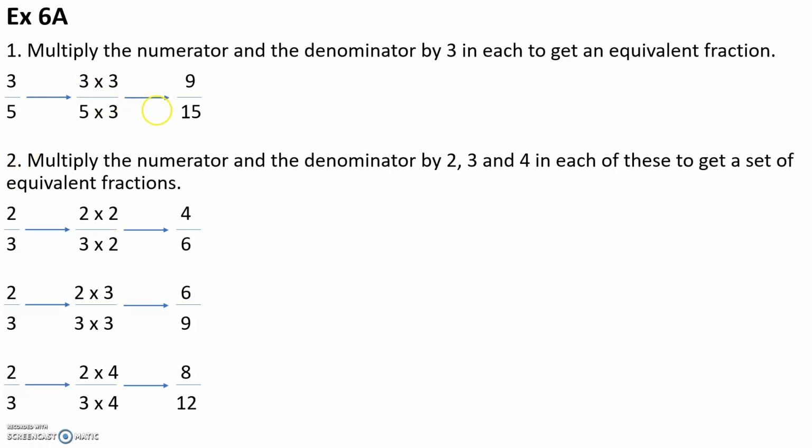Next, multiply the numerator and the denominator by 2, 3 and 4 in each of these to get a set of equivalent fractions. Like they have given 2 upon 3. So 2 into 2 upon 3 into 2 gives you 4 upon 6. Then again the same, but we'll multiply by 3. So 2 into 3 upon 3 into 3 gives you 6 upon 9. Then 2 into 4 upon 3 into 4 gives you 8 upon 12. Now all these numbers are the equivalent fractions of 2 upon 3.